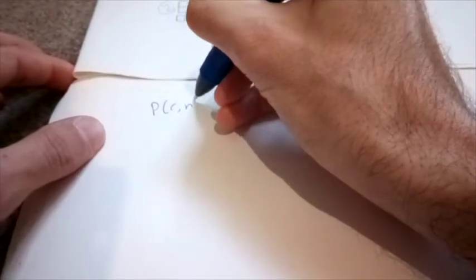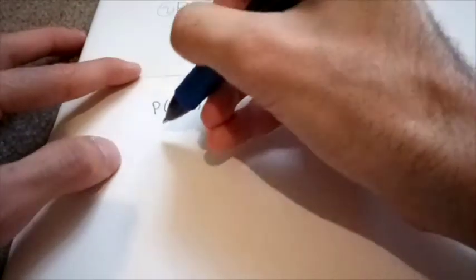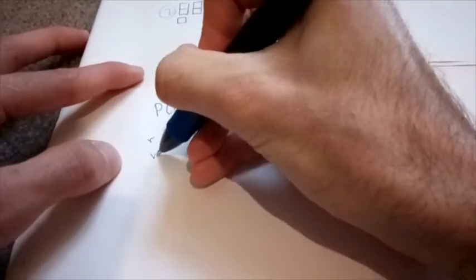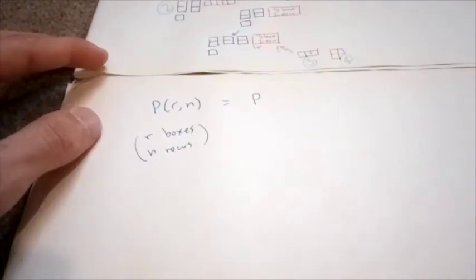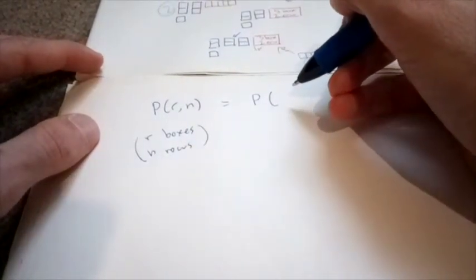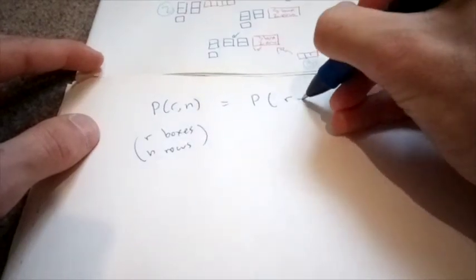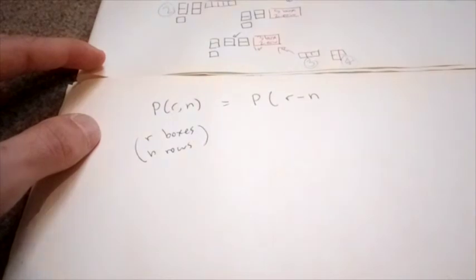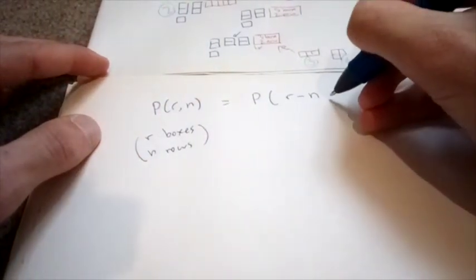So the number of ways, let me just write out a version of it. So this is the number of ways, P(R, N), to make an R box, N row Young diagram. So what is this? This is equal to a sum. First I make my first column, so I must have N rows, and then I have R minus N boxes left, and then I have a choice of where I stick those remaining R minus N boxes.